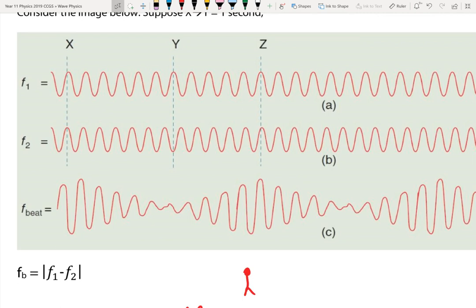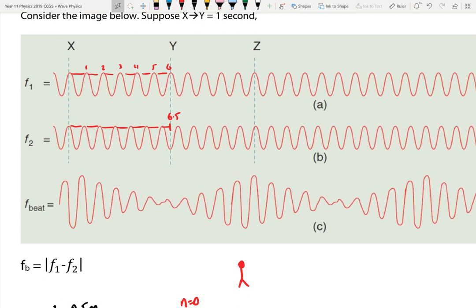But have a look. At point X, you can see that they are in phase. Okay? And so we get a large superposition. But if I go to point Y, have a look. Frequency 1 has gone through 1, 2, 3, 4, 5, 6 wavelengths. Frequency 2 has gone 1, 2, 3, 4, 5, 6, 6.5. Okay? So it's a full half wavelength out. And that's why we get a crest meeting a trough. We get alternating regions of constructive and destructive.